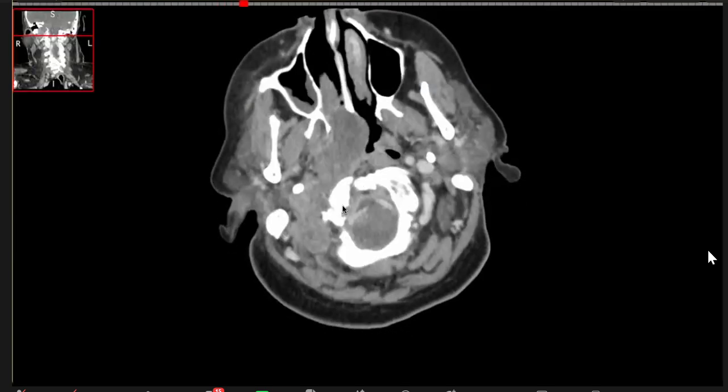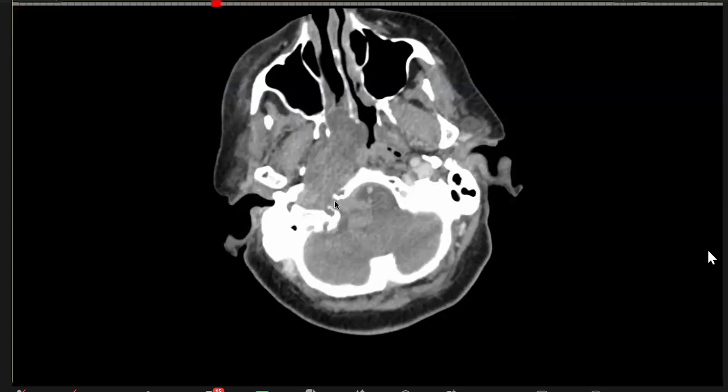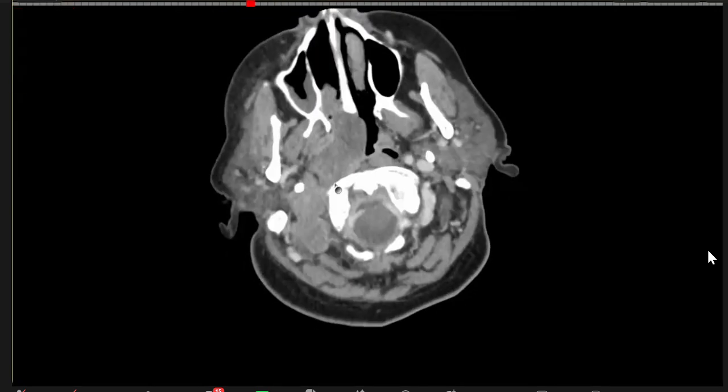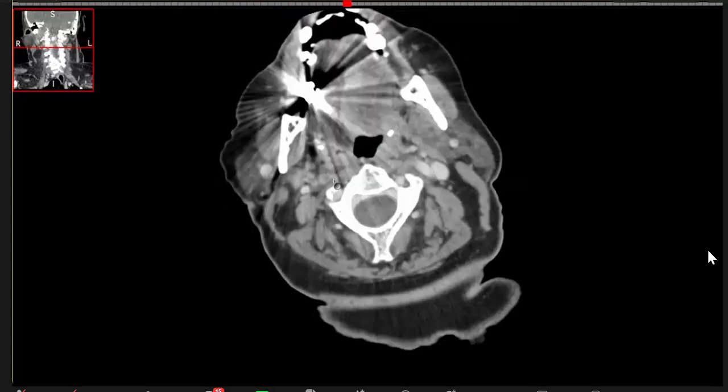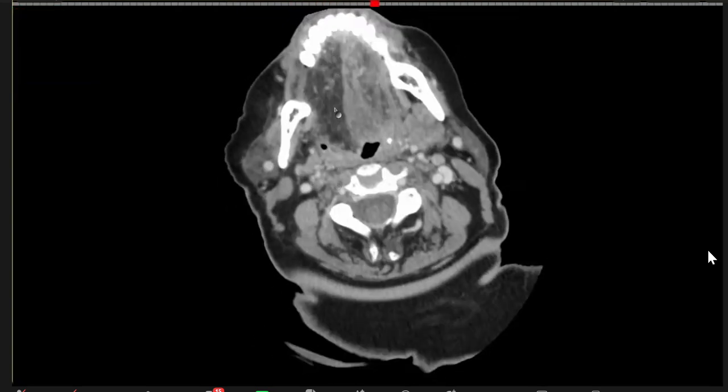This is the region, I'll show you a coronal. This is the hypoglossal canal. And you can see the tongue of mass extending here, and then it is extending inferiorly. The key thing is the exam finding.